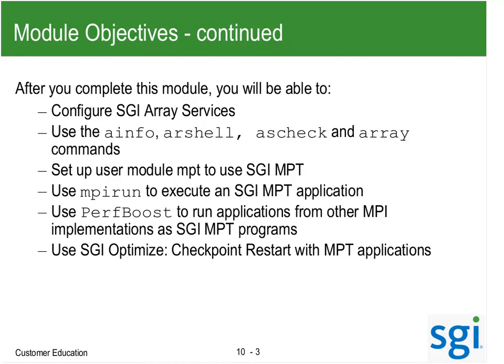Also, there is a new feature within Performance Suite and earlier Pro Packs called Perfect Boost. This allows other MPI applications to use MPT. So it will intercept HP calls, for example, for Fluent or something like that, and call MPT instead of the HP MPI.